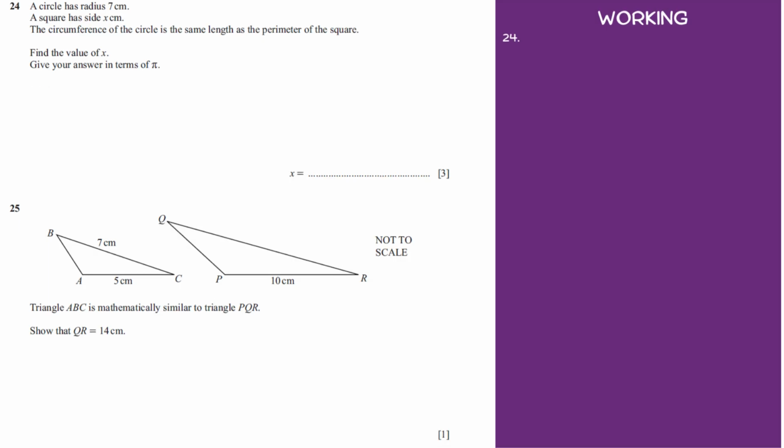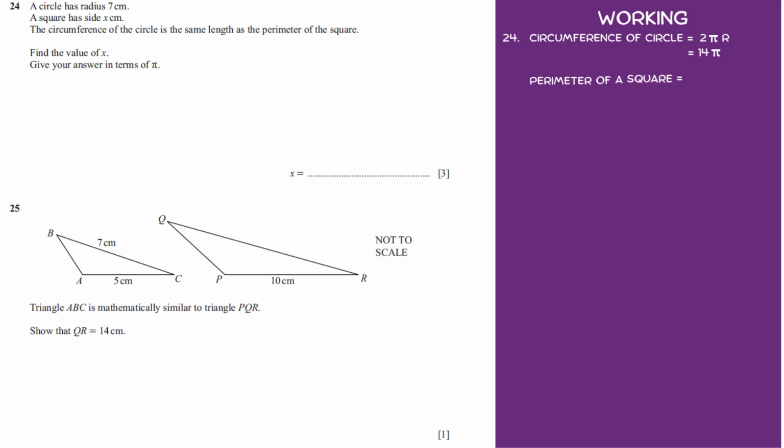For question 24, this is a question of understanding shape properties. The question states that a circle's circumference has the same length as a square's perimeter, given these conditions. Therefore, it is best to write these formulas down and solve them simultaneously. The circumference of a circle can be found using 2 pi r, and since the radius is 7 centimeters, we can simplify that to 14 pi.